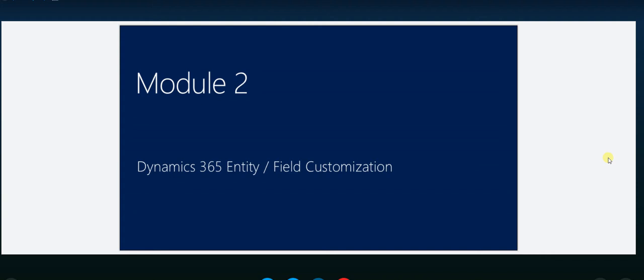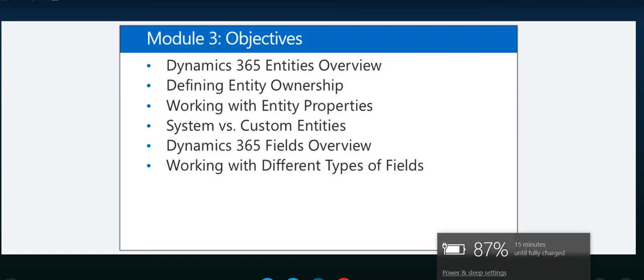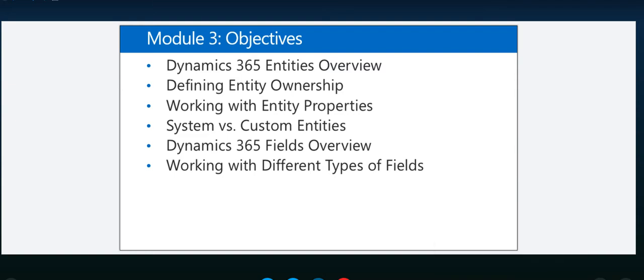So, entity and field customization. We're going to look at what specifically we can do with the entities. We're going to look at entity ownership, user, team or organization owned, and what the differences are. We're going to look at the different entity properties, which are some of the entity metadata I just talked about, possibly including in the solution. We're going to talk about the differences between system and custom entities, and we're going to look at fields and get an overview of the different types of fields that we can be working with.